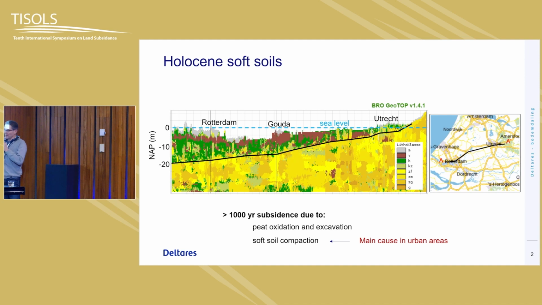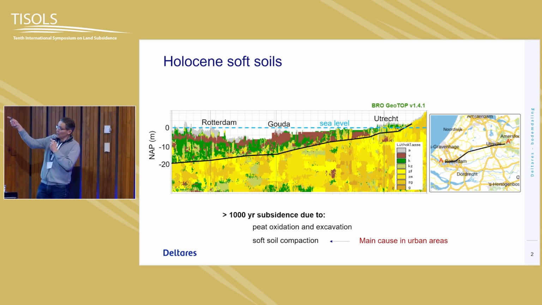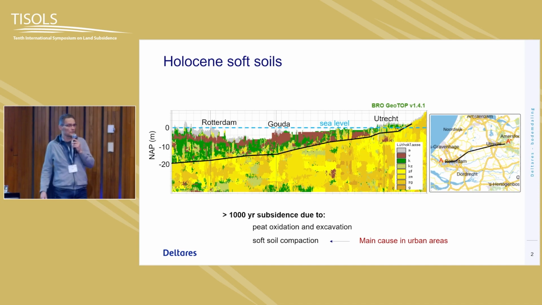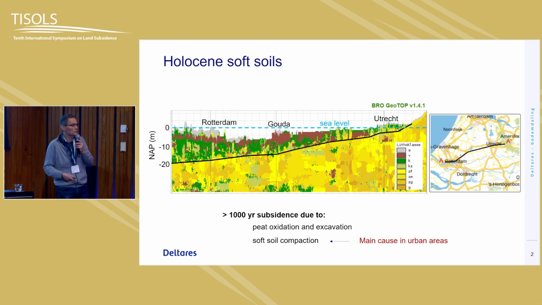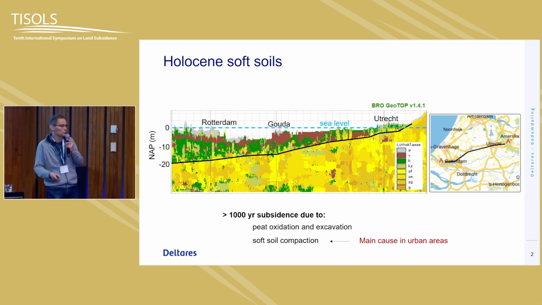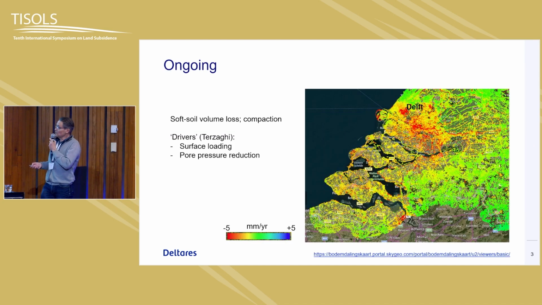Compaction is still very prominent mainly in urban areas, which you can also see in the graph, Gouda, Rotterdam. You see the gray stuff on top in the profile. That's anthropogenic material that people put there to build their cities and to live on and to raise the land. But of course it loads the subsurface, it drives compaction. And that's still an issue.